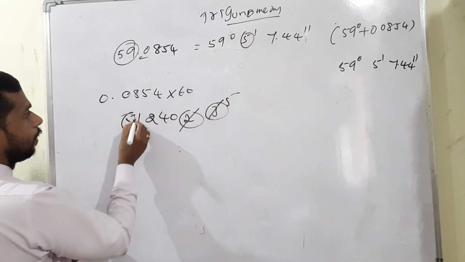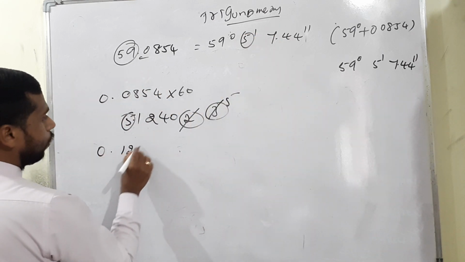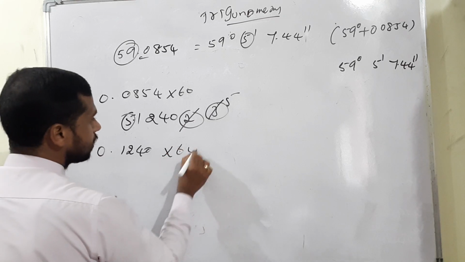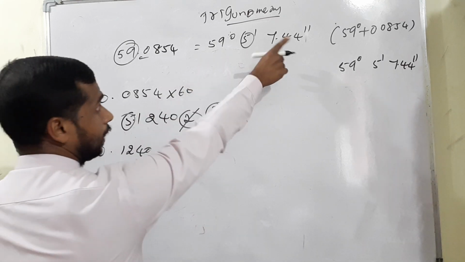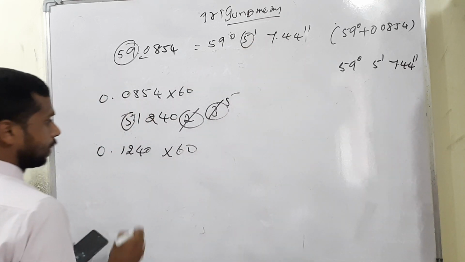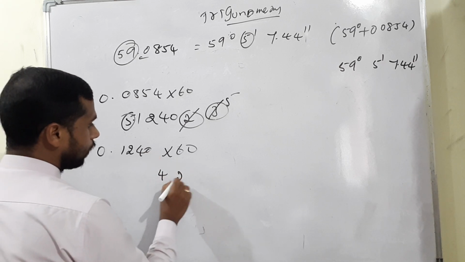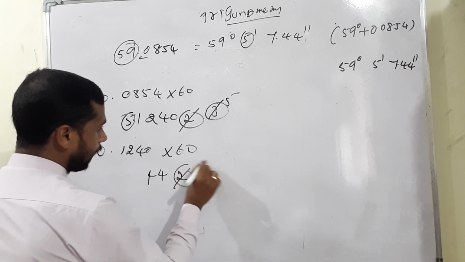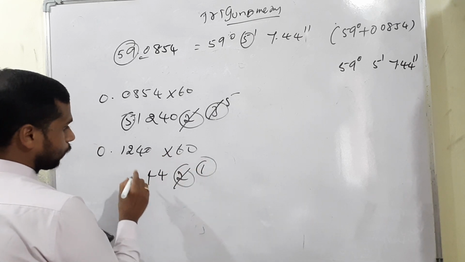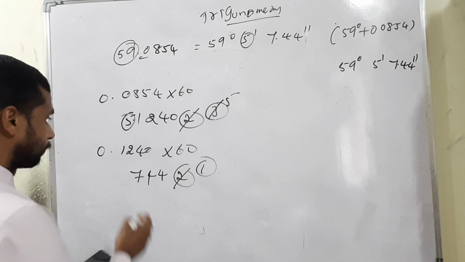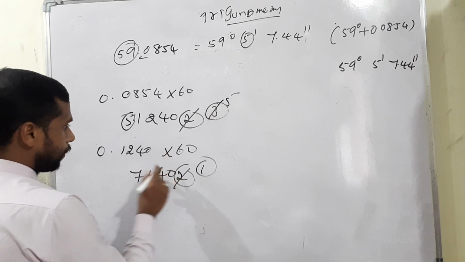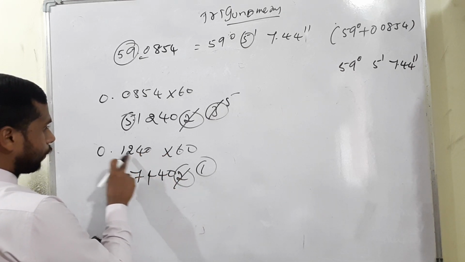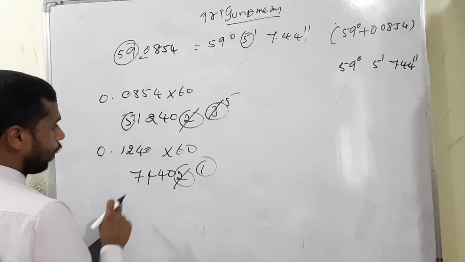For the next part, 0.1240 into again 60. Convert to seconds, from minutes to seconds. Again 60: 6 fours are 24, carry 2. 6 twos are 12, 12 plus 2 is equal to 14. Again carry 1. 6 ones are 6, 6 plus 1 is equal to 7. Look there, after the decimal one more 0. After the decimal point, 1, 2, 3, 4. So 7 point 4.